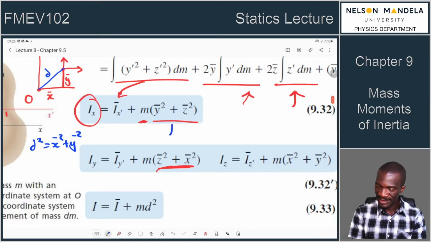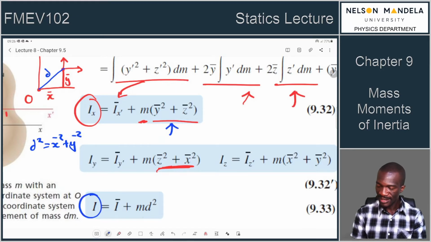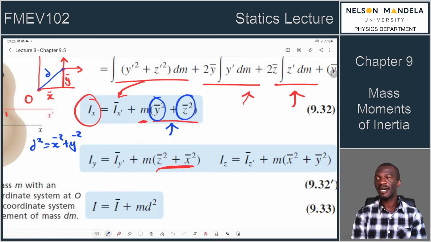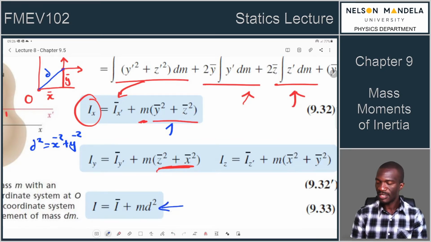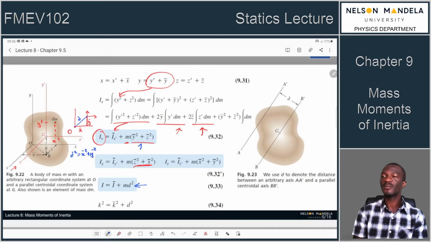For this reason, we have an interpretation of our moment of inertia in the parallel axis theorem to be equal to our I, let's say for x, being equal to the centroidal plus m d squared. The d in this case, for the Ix, would be between the y bar squared and the z bar squared axes. So that is how we can interpret the parallel axis theorem.